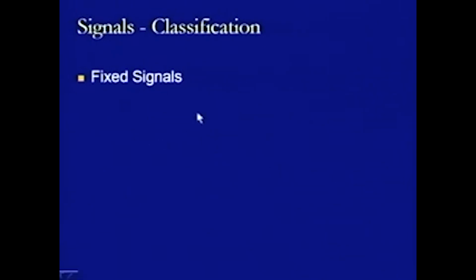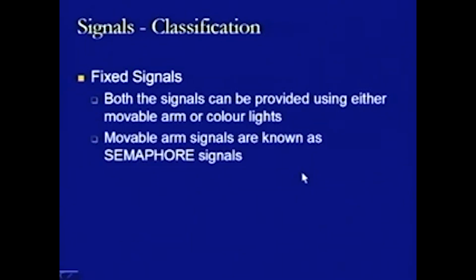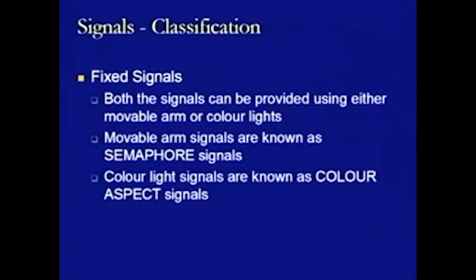Then further, when we come to the fixed signals and we are discussing both types of signals, both can be provided using either movable arms or colored lights, and movable arm signals are known as semaphore signals. That is a specific name given to those signals which are provided with movable arms, whereas those signals which are provided with colored lights are termed color aspect signals. So, this is the distinction between the two categories of signals.